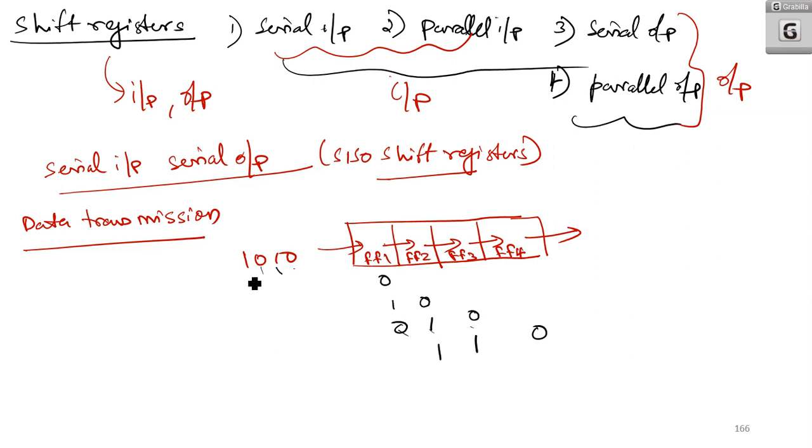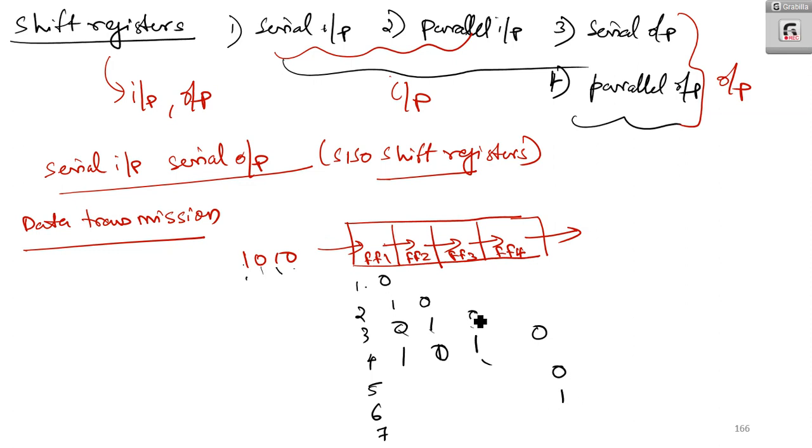Now, at last you will have 0, and at last you will have 1 here. This is flip-flop 1, 2, 3, 4. At the end of the 4th clock, all the data has come inside these registers. Now, how will it come out? In the 5th clock, 0 will come out. In the 6th clock, this 1 will come out.